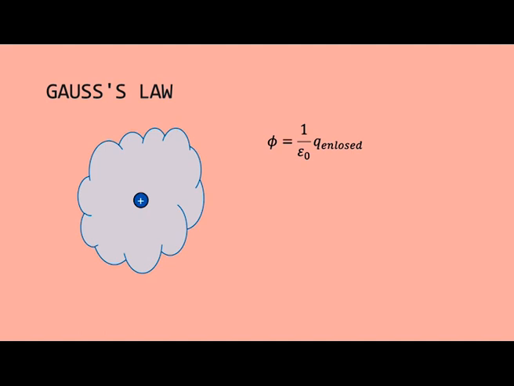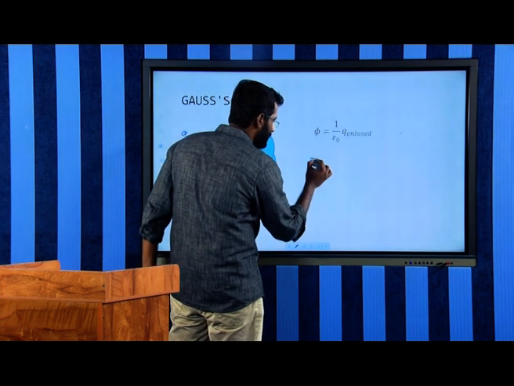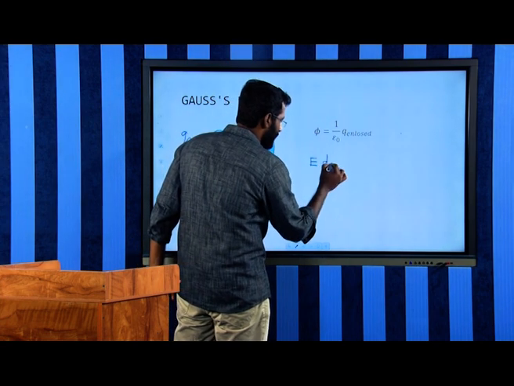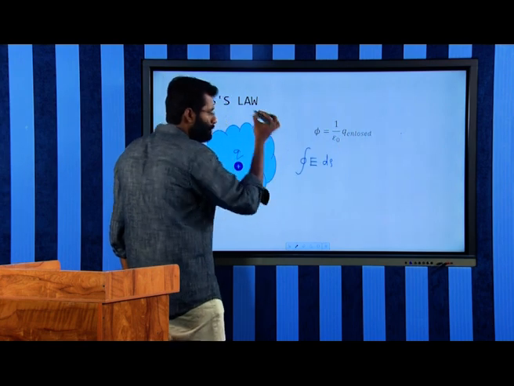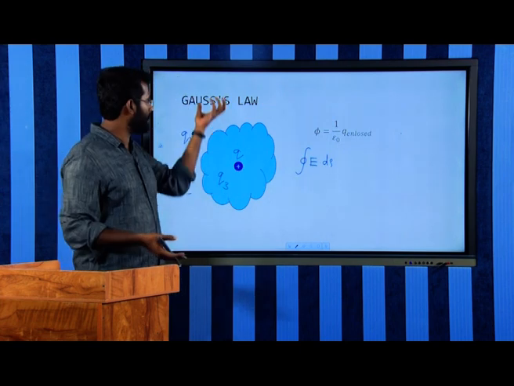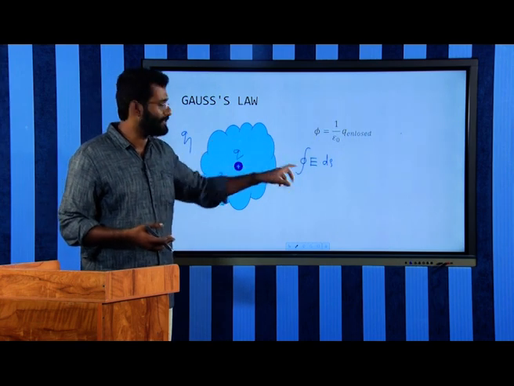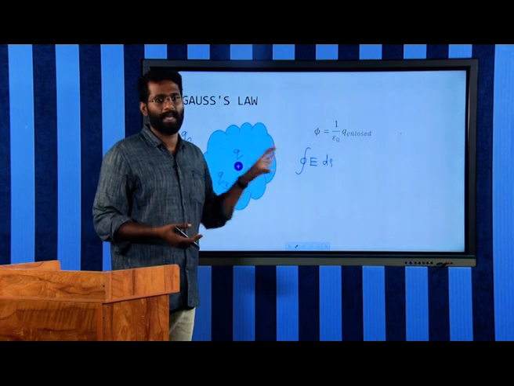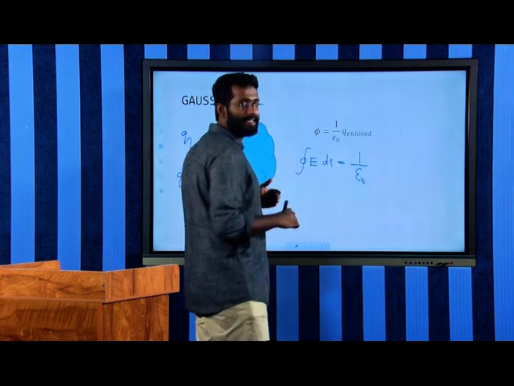Now, we can write it in an integral form, where phi is the total flux. We know the flux through an elemental area is E dot ds, and for a total flux we use an integral, which is the flux through a closed surface. This phi means the total flux. So, total flux can be represented in an integral form like this, and this is equal to 1 by epsilon 0 times the charge enclosed.